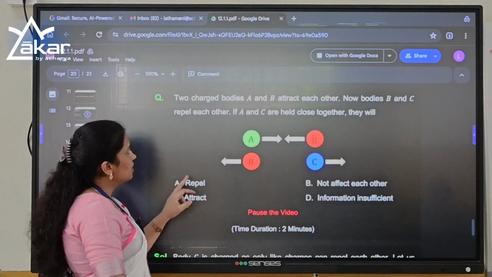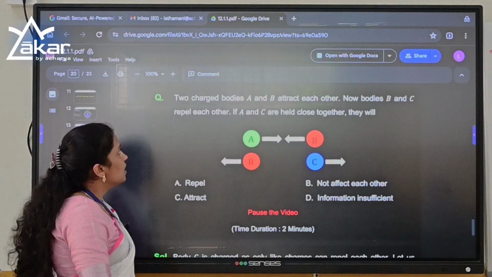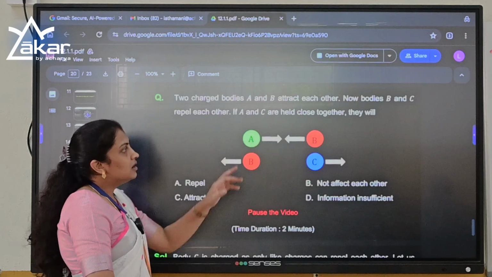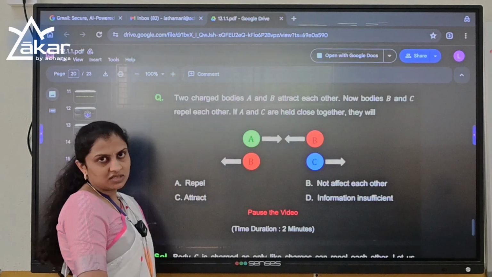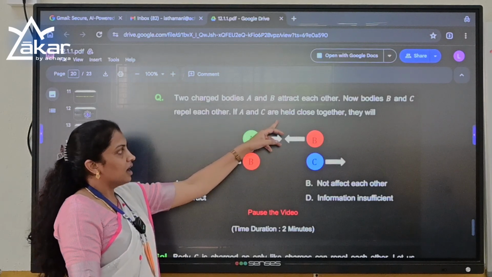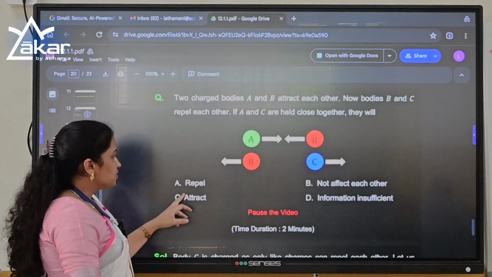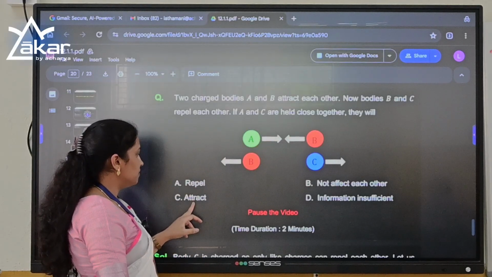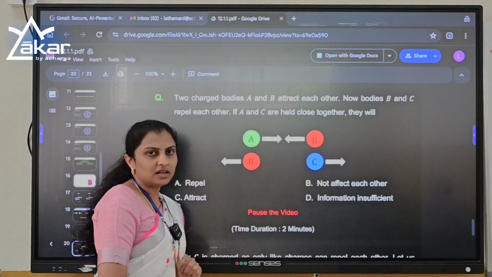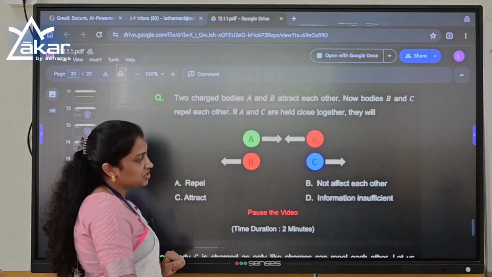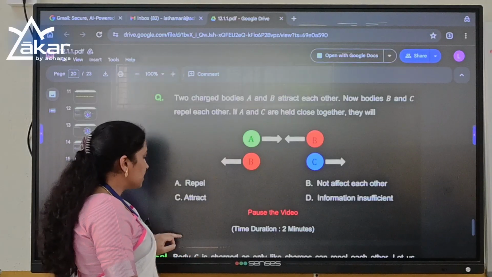Now you can see one question. Two charged bodies A and B attract each other. Now bodies B and C repel each other. If A and C are held close together, they will: option A, repel; option B, not affect each other; option C, attract; and option D, information insufficient. So what is the answer?